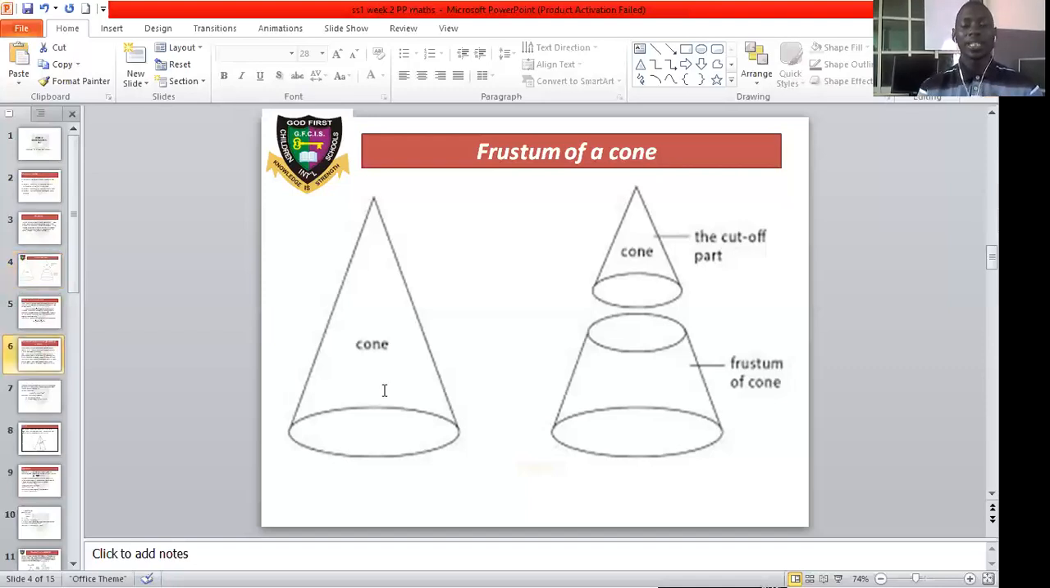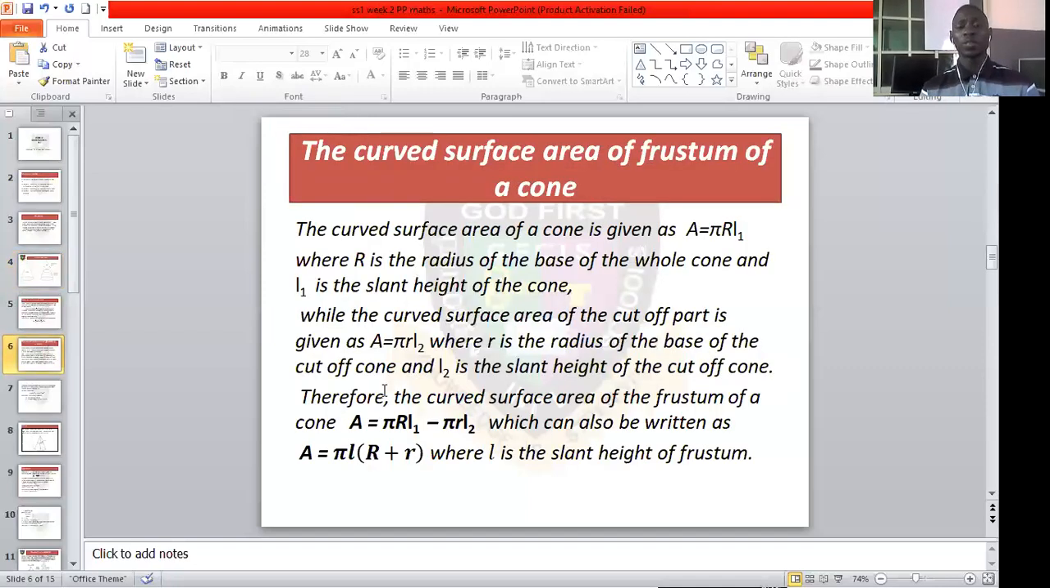So the curved surface area of the frustum is given as A equals pi R, where capital letter R is the radius of the bigger cone, and small letter r is the radius of the smaller cone. So in case you are given a question whereby you are given the length of the frustum, this is the equation to use.